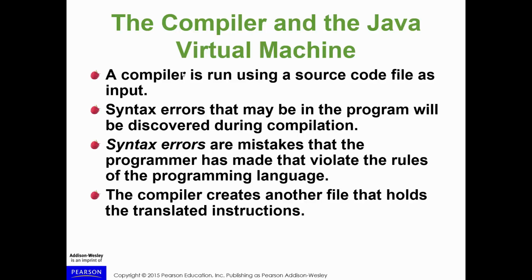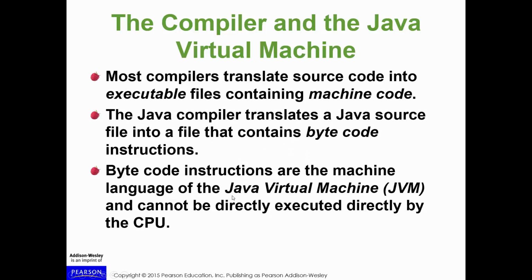So the source code is the input. Any syntax errors during compilation that are discovered must be fixed. Again, mistakes in language. And the compiler creates another file that holds the translated instructions. That's that .class file.